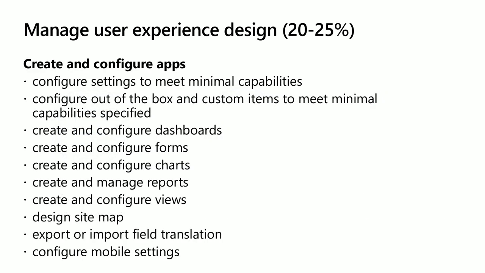So first of all, create and configure apps. Long list of things here. Now, most of you will be aware of configuring dashboards, doing charts, forms, views, reports. Yeah, that's straightforward. But notice there's a couple at the top and a couple at the bottom. What do those mean? What does configure settings to meet minimal capabilities mean? So I'm going to pick a few of these and just dive into them.